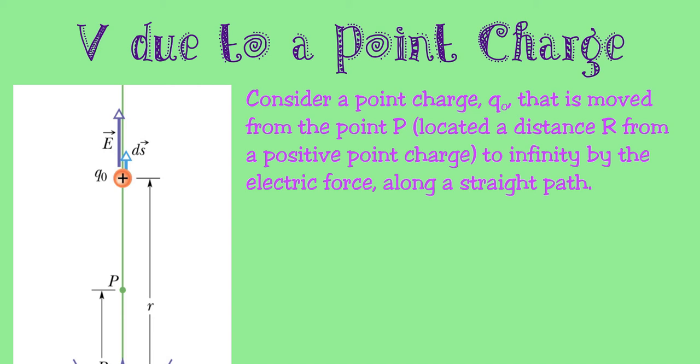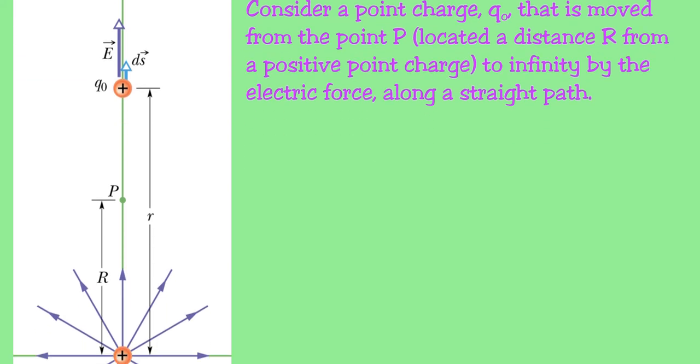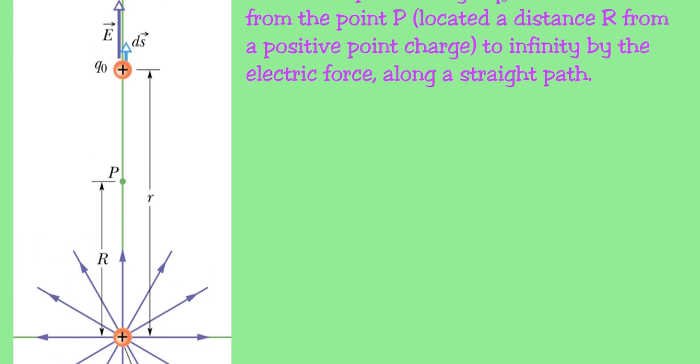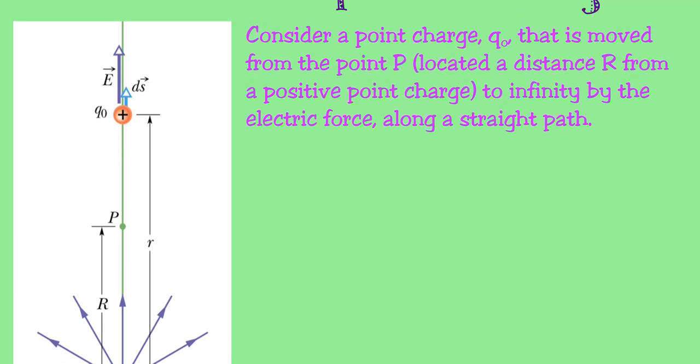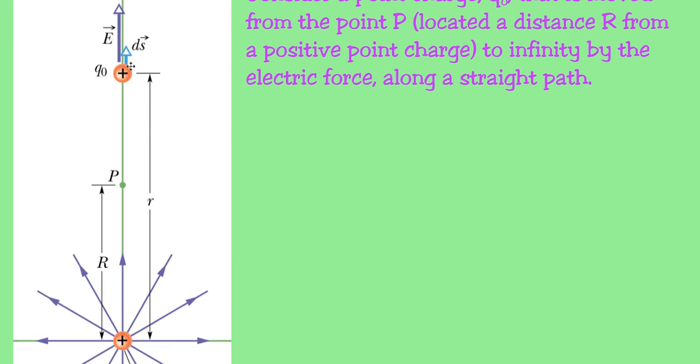To do that, we're going to look at something very general to start off with. We're going to consider a point charge Q naught. That's this positive charge that you see right here. And we're going to say that Q naught is not this positive charge here. Q naught is this positive charge up here. We're going to say that we're moving this positive charge Q naught from a point P, which you see on the diagram right here. And that point P is located at a distance of capital R from our source charge, or the thing creating the electric field.